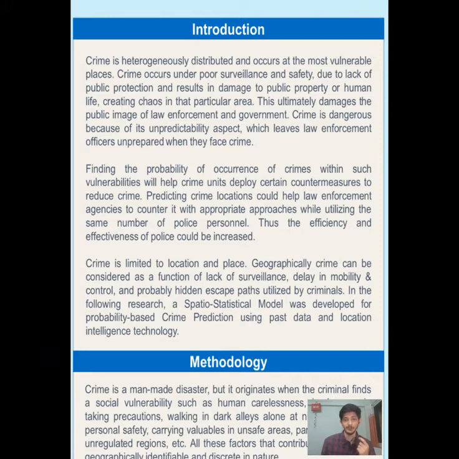Finding the probability of occurrence of crimes within such vulnerabilities will help crime units deploy certain countermeasures to reduce the crime rate. Predicting the crime locations could help law enforcement agencies to counter it with appropriate approaches such as enforcing more number of police personnel, creating a borderline, creating a conflict-free region and blocking the region. So in the following research, a spatio-statistical model was developed for probability-based crime prediction using past data and location intelligence technology.